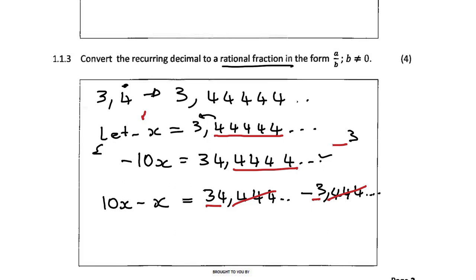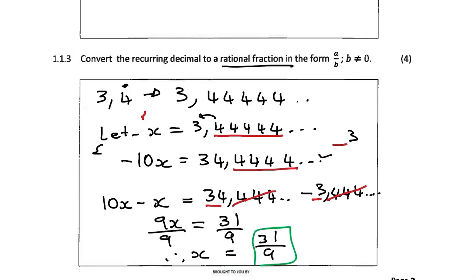And then the answer that you will get is just going to be what? 34 minus 3, that is going to be 31. And then on this side, you're just saying 10x minus x, which is the same thing as 9x. So if you divide both sides by 9, the value of x is 31 over 9. So now this is the same thing as this, but in the form of a fraction. So that is how you would answer that problem.